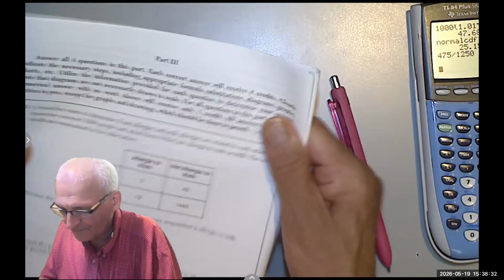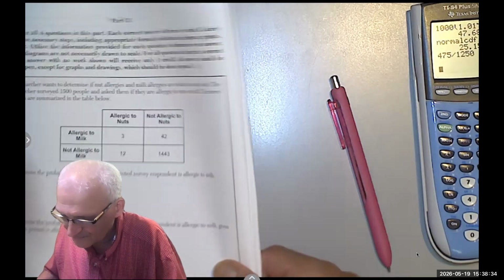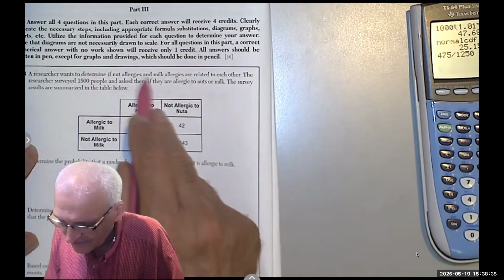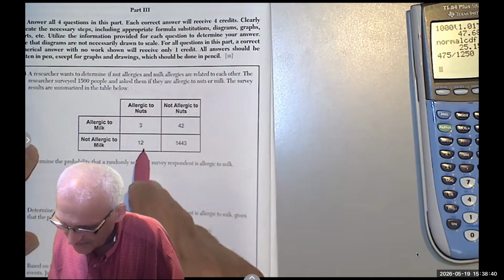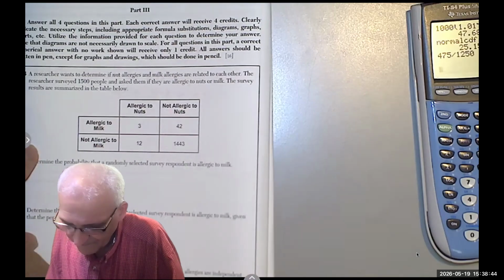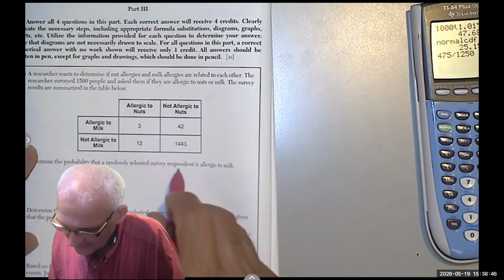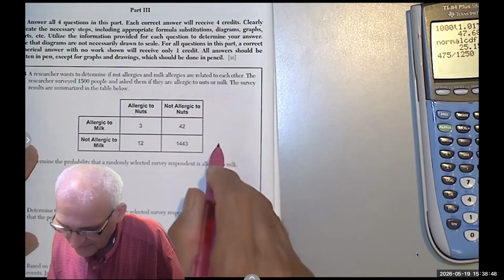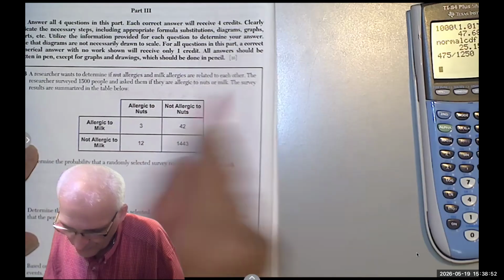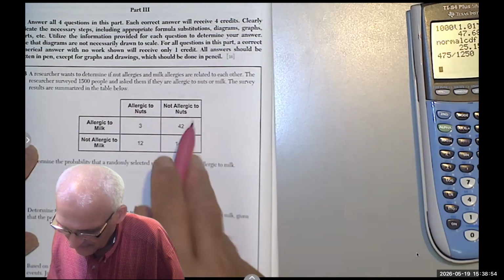Part 3 has 4 questions. Each one receives 4 credits. A researcher wants to determine if nut allergies and milk allergies are related. So the researchers surveyed 1,500 people and asked them if they are allergic to nuts or milk or both. The survey results are like that.